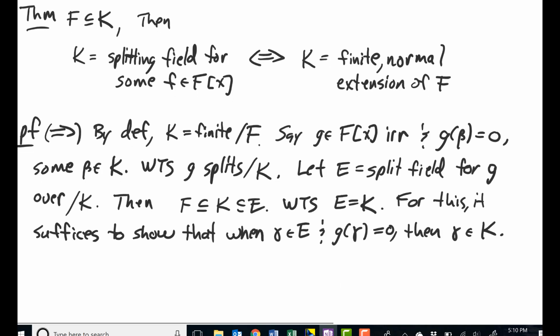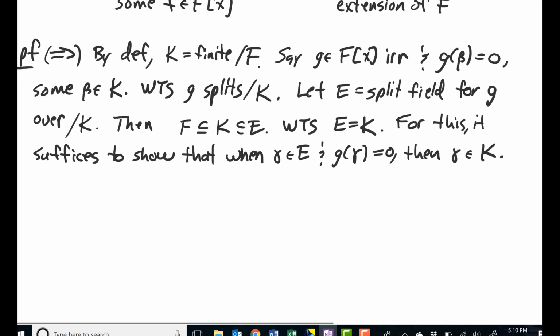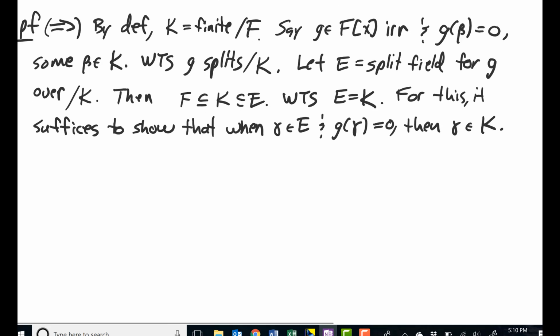Okay, and to this end, remember, you get E by just attaching to k roots of g, so it suffices to show that whenever we have a gamma in E that's a root of g, then actually the gamma was already in k. So that'll prove this part of our theorem.